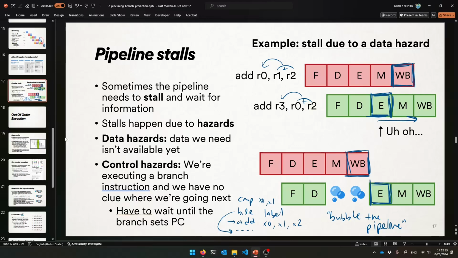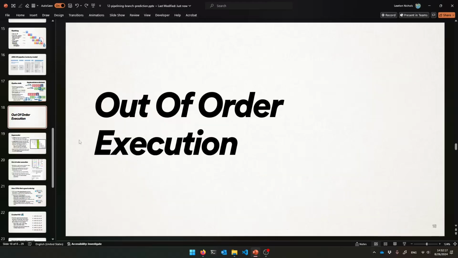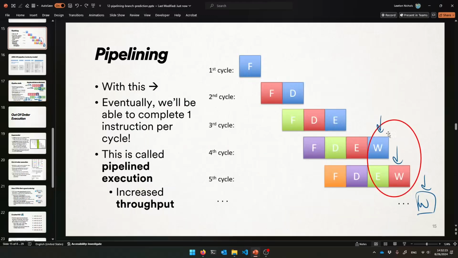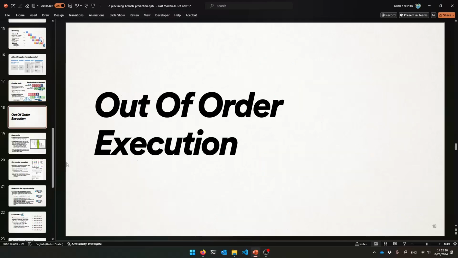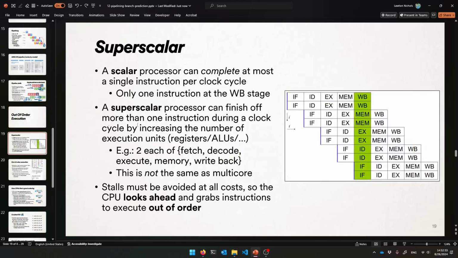There are ways to get around this, and one way is called out of order execution. Here's the secret to keep this idea going of executing one instruction every clock cycle, because the stalls bring you down again. One way to fix it is out of order execution, and it involves the word superscalar, which is a fun word to say. We have superscalar processors these days, and this helps us execute one instruction every clock cycle. I can best define superscalar by first defining scalar.